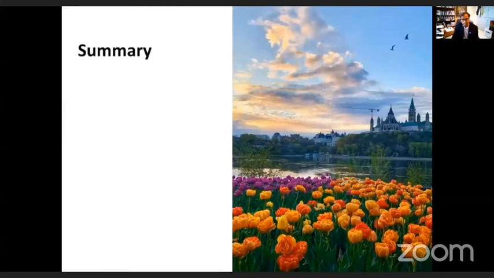So in summary, agar summer mein aap aao, to it will be really nice. In Ottawa we have a lot of tulips, and again this is the Parliament Hill and Chateau Laurier with the river in between.